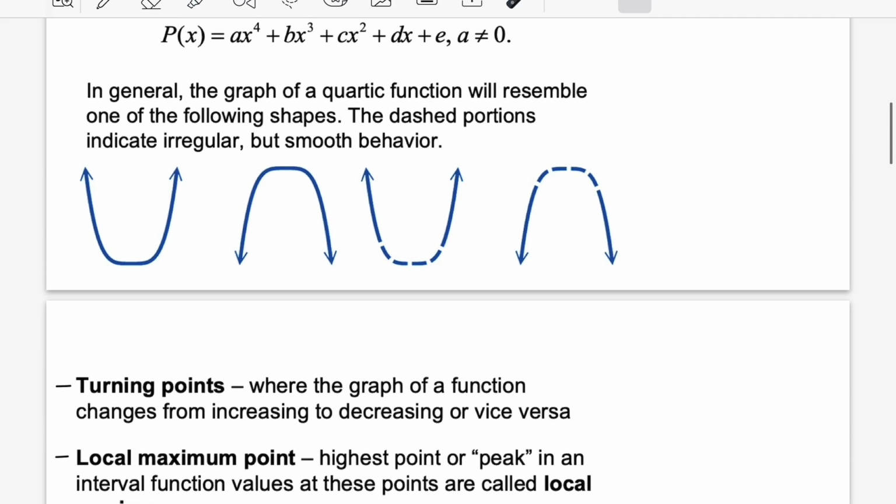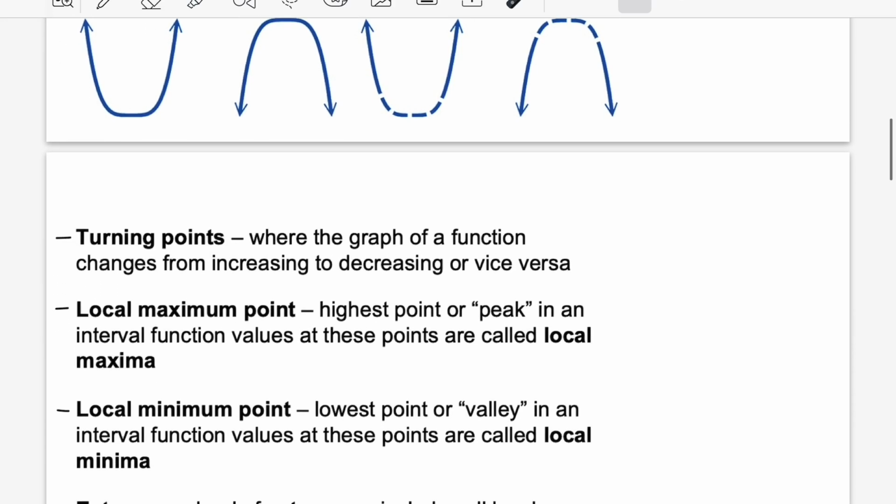Right, so let's introduce some more definitions. First, we have what's called turning points. So this is where the graph of a function changes from increasing to decreasing, or vice versa. We have our local maximum point. So this is going to be the highest point on some interval. And we also have the local minimum point. So this will be the lowest point on some interval.